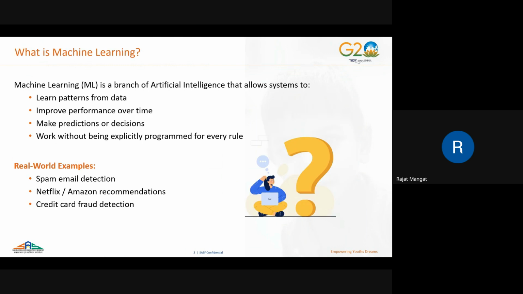So what is machine learning? Machine learning is a branch of artificial intelligence that allows systems to learn patterns from data, improve performance over time, and make predictions or decisions without being explicitly programmed for every rule. So let's first understand what machine learning really means.